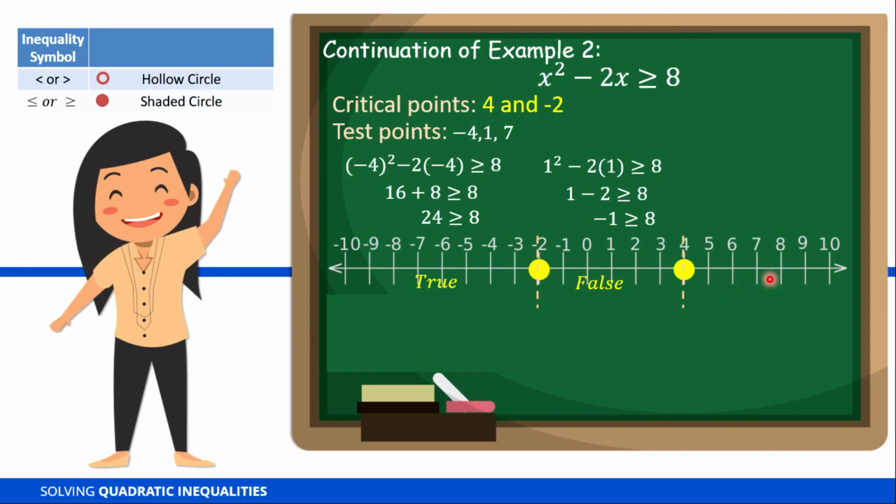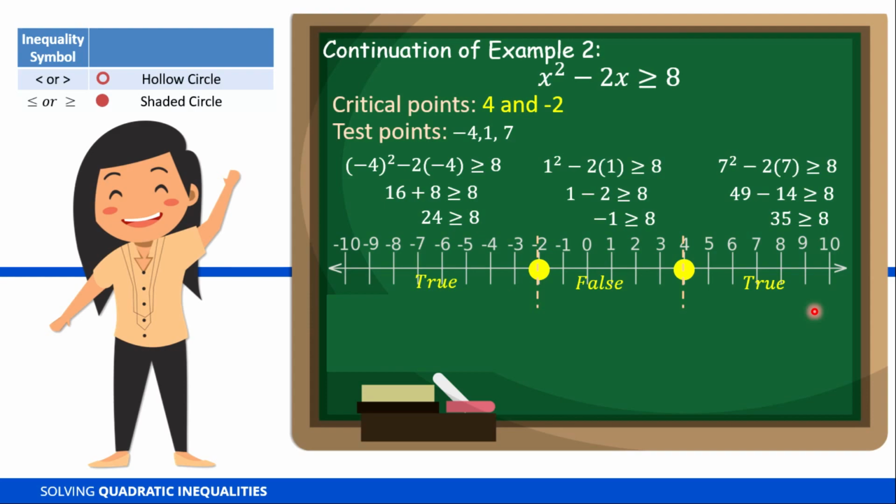Next naman, sa third region natin, ang kinuha natin ay 7. So, i-check natin. We have 7 squared minus the product of 2 and 7 is greater than or equal to 8. Simplify natin. 7 squared, we have 49. And the negative 2 times 7, we have negative 14 is greater than or equal to 8. Subtract 49 minus 14. Answer is 35. 35 is greater than or equal to 8. Okay, so that is true. True din ang lumabas. That means kasama din ito sa ating solution set.